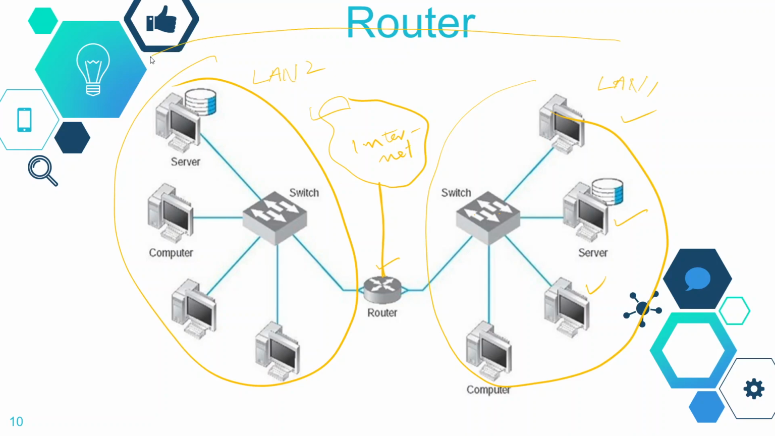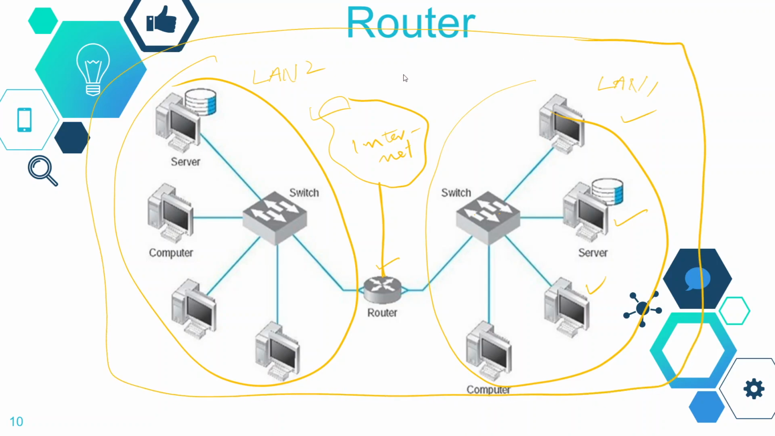And this whole arrangement we can call a WAN, wide area network. Remember that in a LAN we can only use the hub or switch, but in a WAN we must have routers because it is beyond the boundaries of a LAN. It is spread over a large geographical area, and we need routers to communicate beyond the LAN.